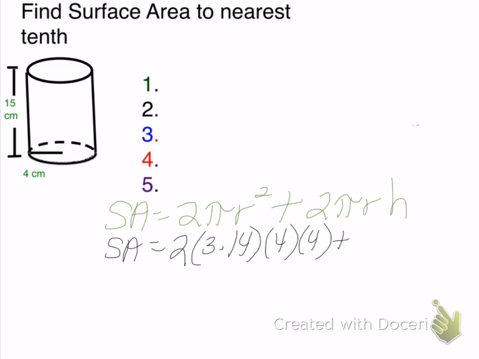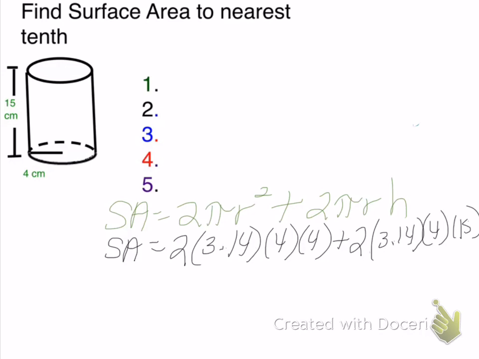Plus, now I'm going to work on the area of the curved surface, 2 times my value of pi. Excuse me, let me clean that up just a little bit there. So 2 times my value of pi, and then times my radius of 4, and times my height of 15.